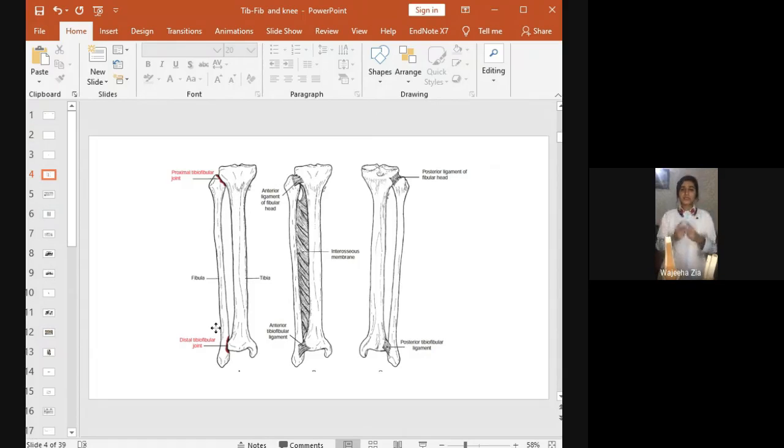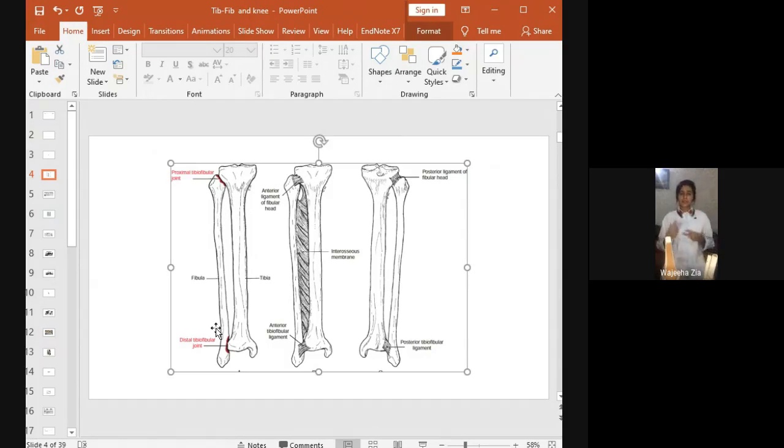is the fibula. These two bones articulate with each other at two points, at the superior point and at the inferior point. At the superior point, it forms the superior tibiofibular joint or the proximal tibiofibular joint, and at the lower end, it forms the distal tibiofibular joint or the inferior tibiofibular joint. So the superior tibiofibular joint is at the knee level, and the inferior tibiofibular joint is at the ankle level.